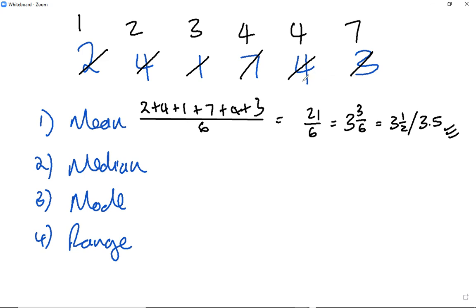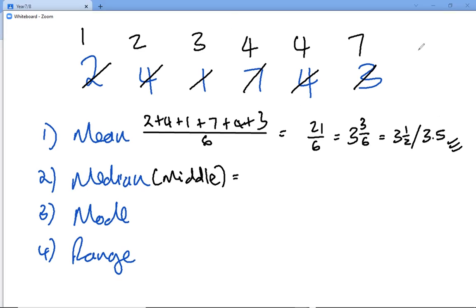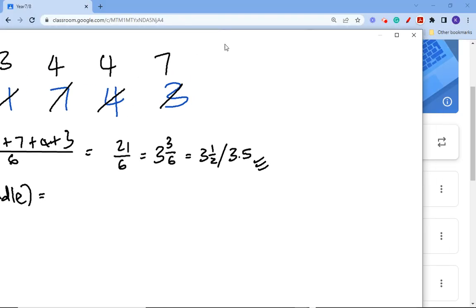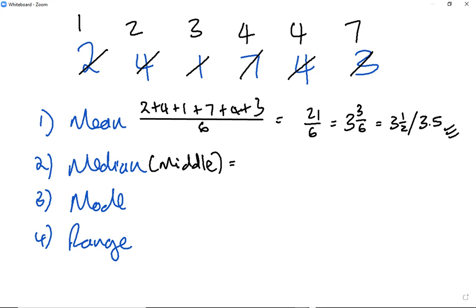Now that I have the numbers from smallest to biggest, I want to find the middle value, right? If the middle value is between two numbers, I find the average of it. And in this case, you can see quite clearly that it's between 3 and 4, okay? So because it's between 3 and 4, I have to find the average of 3 and 4. So I take 3 plus 4 divided by 2, which will become 7 divided by 2, which is also 3.5. All right, so the mean is 3.5 and the median is 3.5 for this question.